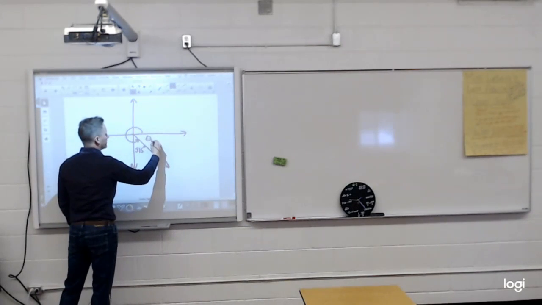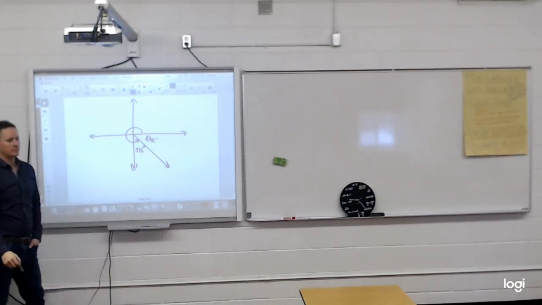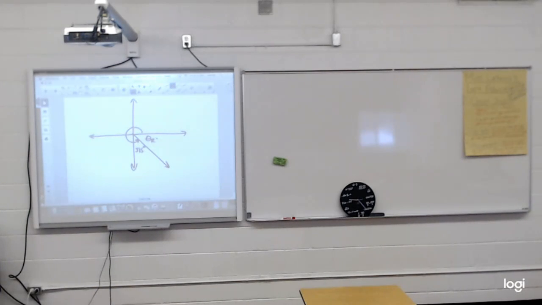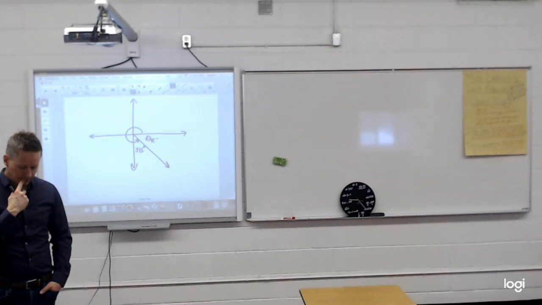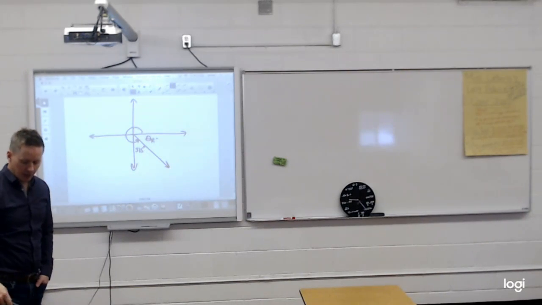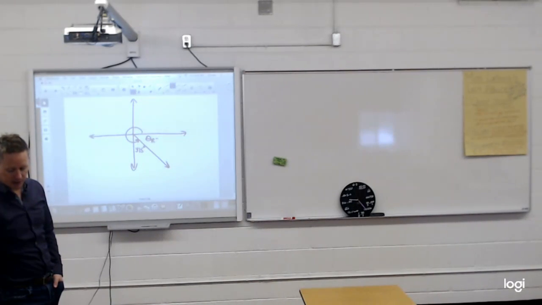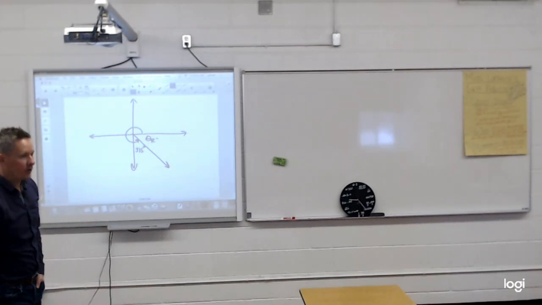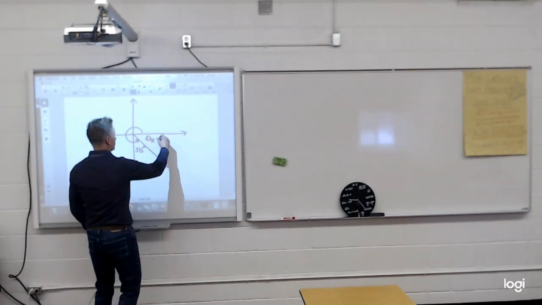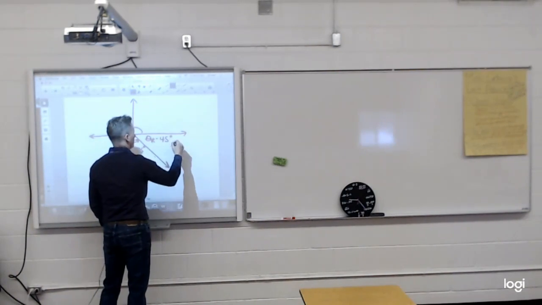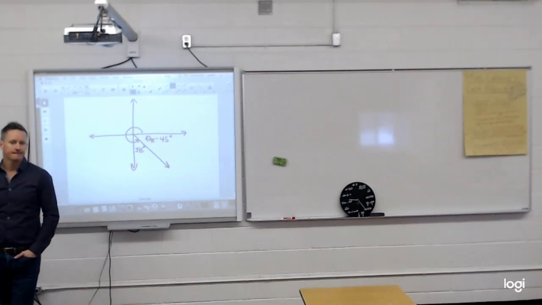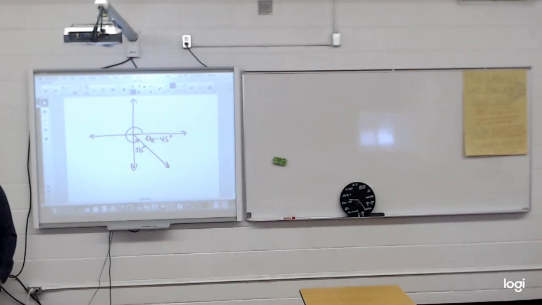What is my reference angle then? The terminal arm is in quadrant what? 4. So subtract theta from 360 to get your reference angle. Therefore, your reference angle is, as Cameron said, 45 degrees. Okay? We all right?